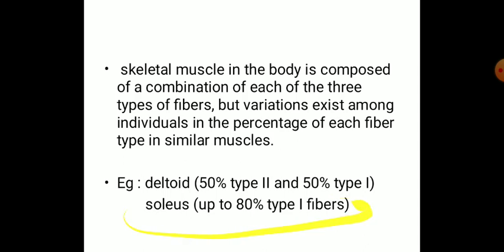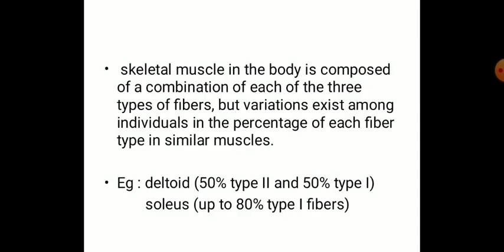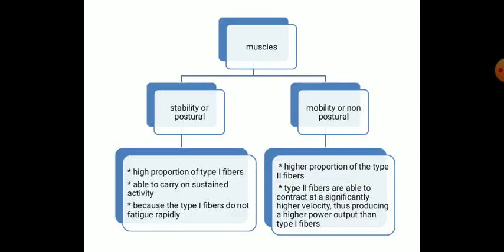But if you look for a muscle which needs to be contracted for a long period of time, like the soleus muscle, which is present in our lower body, it has 80% type 1 fiber because it needs to resist fatigue to carry out the function for a long period of time. So it is made up of type 1 fiber predominantly. Based on this composition, we can classify muscles into either stability or mobility muscles.